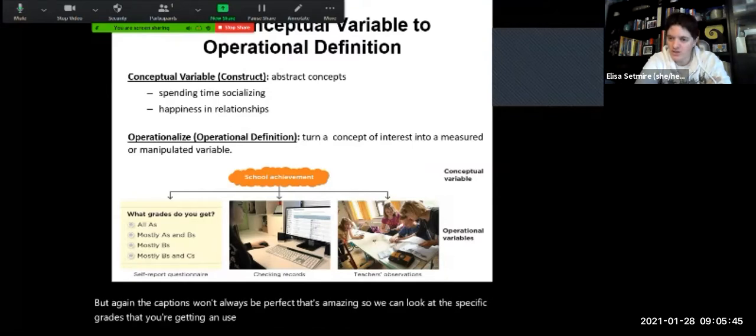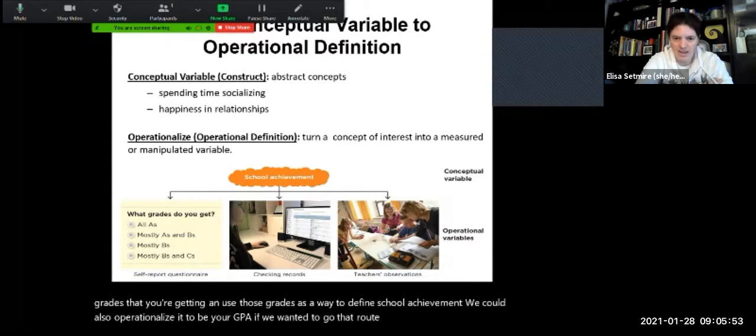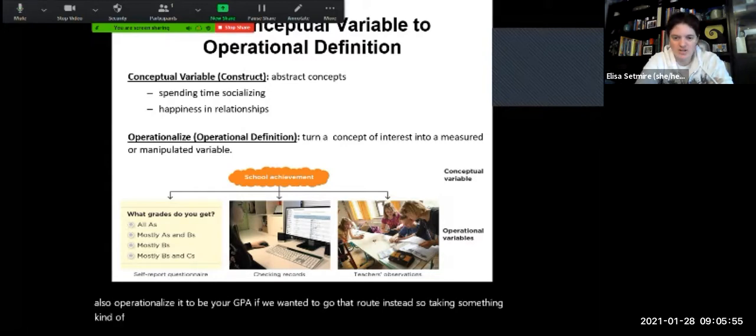So we can look at the specific grades that you're getting and use those grades as a way to define school achievement. We could also operationalize it to be your GPA if we wanted to go that route instead. So taking something big and abstract and turning it into a very concrete, defined, measurable, or manipulated variable that we can then go out and study and draw conclusions from.